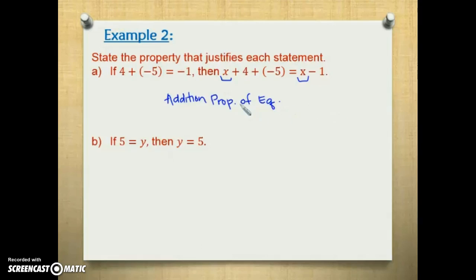On B, if 5 is equal to y, then y is equal to 5. This right here is your symmetric property of equality.